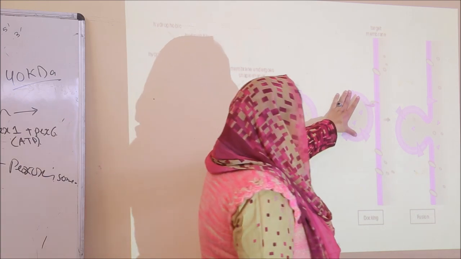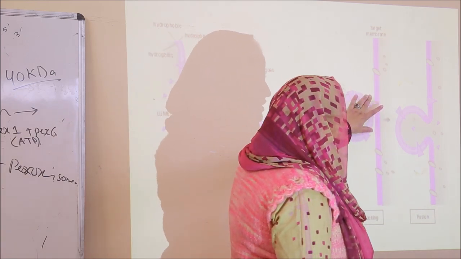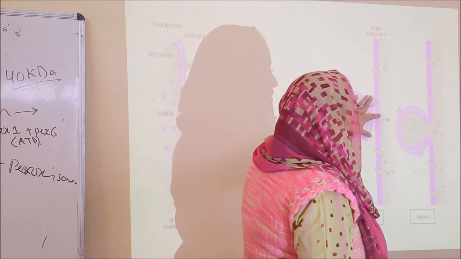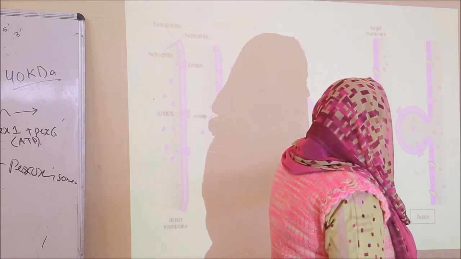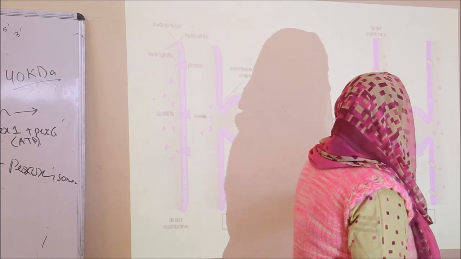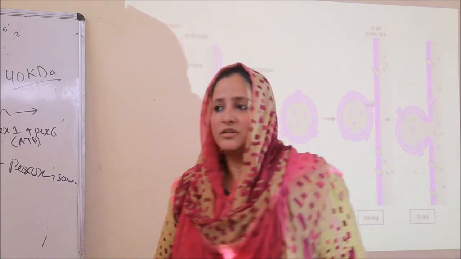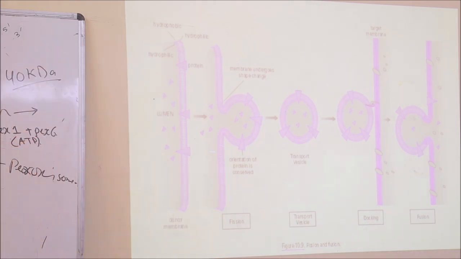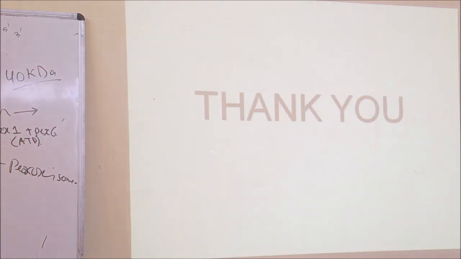Then they start docking with the membrane of the recipient cell. They get inserted into the membrane, and the whole cargo which was transported by the vesicular system gets inserted into the recipient cell.